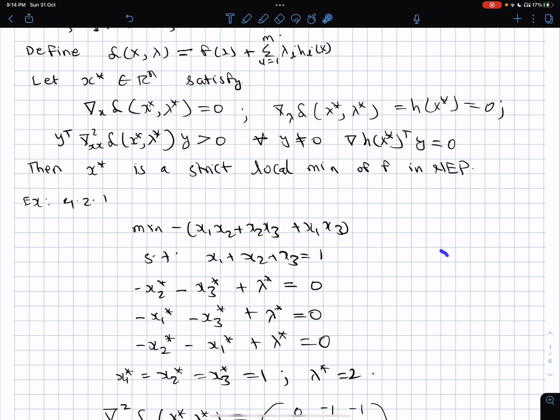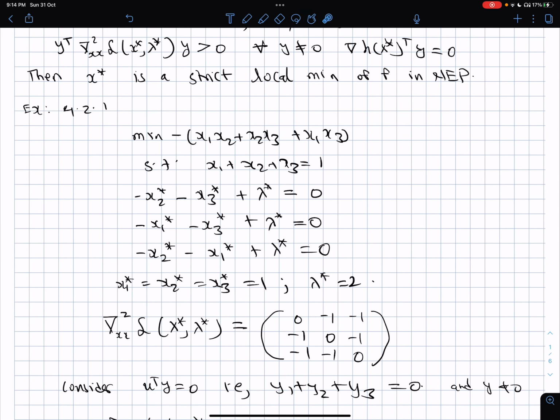And what is the constraint? It makes sense only if there is a constraint. The constraint is on the perimeter, which is that x1 plus x2 plus x3 equal to 1. So now I think probably I have discussed this problem earlier, doesn't matter. First write the Lagrangian function. The Lagrangian function is going to be minus of x1 x2 plus x2 x3 plus x1 x3, plus lambda times x1 plus x2 plus x3 minus 1.